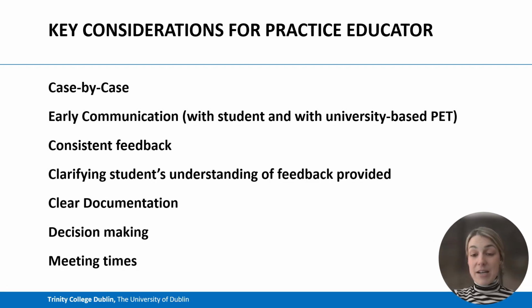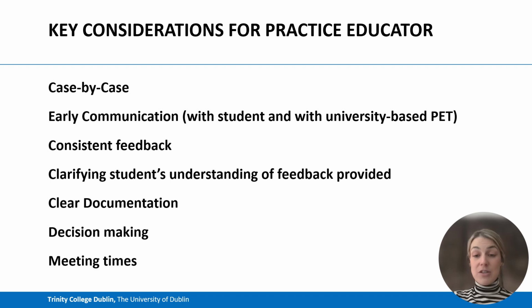Key considerations for any practice educator who is managing a student who is underperforming is acknowledging that it's very much a case-by-case basis. It's highly individual. It'll vary depending on the student, the circumstances, the context. Early communication is absolutely essential. Early communication with the student and with the university-based practice education team, so they can be involved in the process with you and support you through it. Consistent feedback, feedback that is clear, and feedback that is documented very carefully, and ensuring that the student has heard the feedback that has been provided.